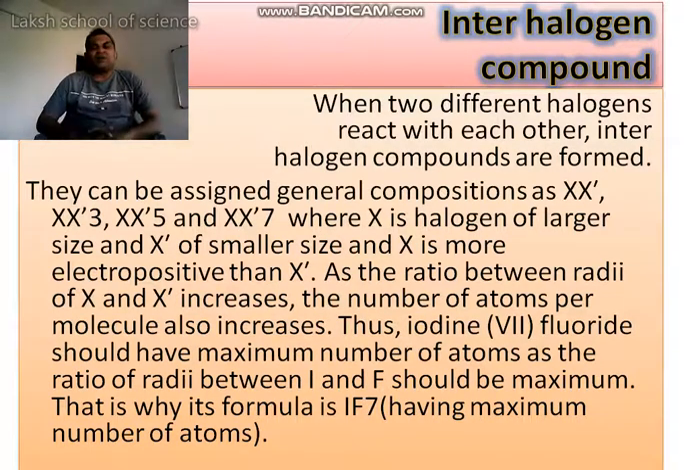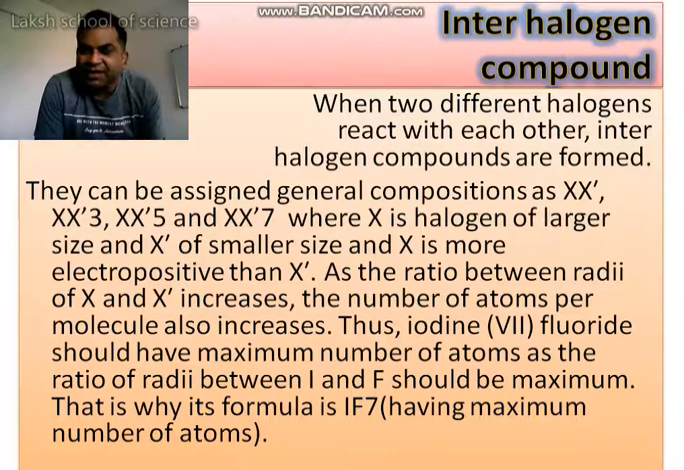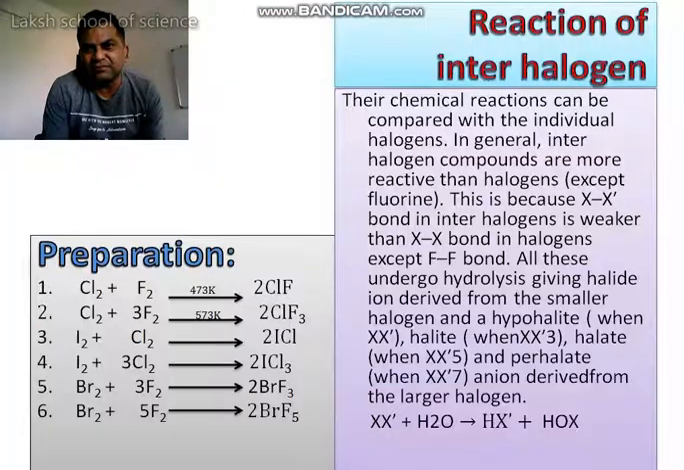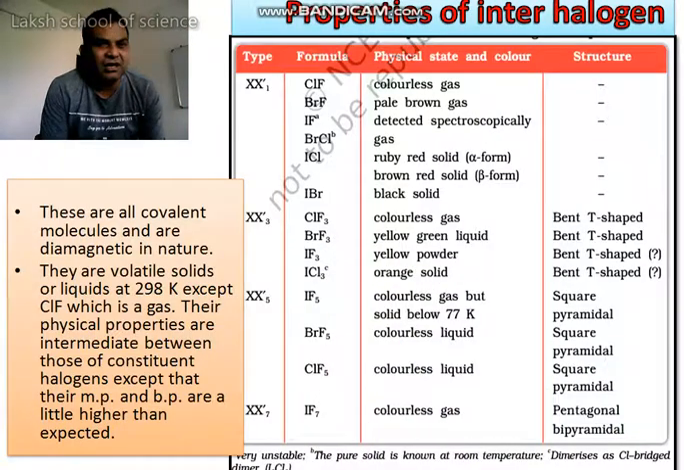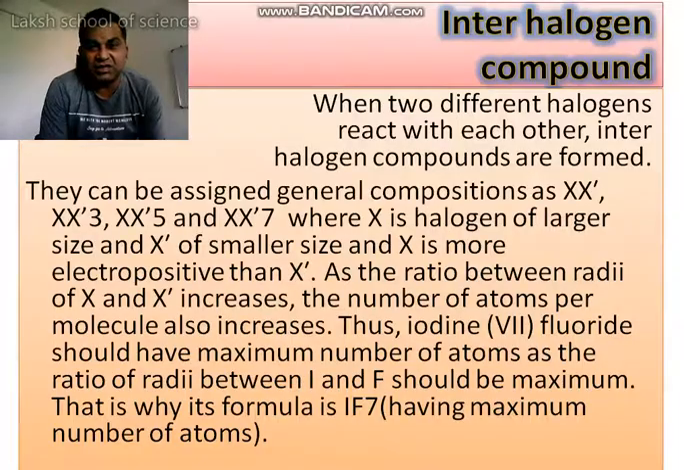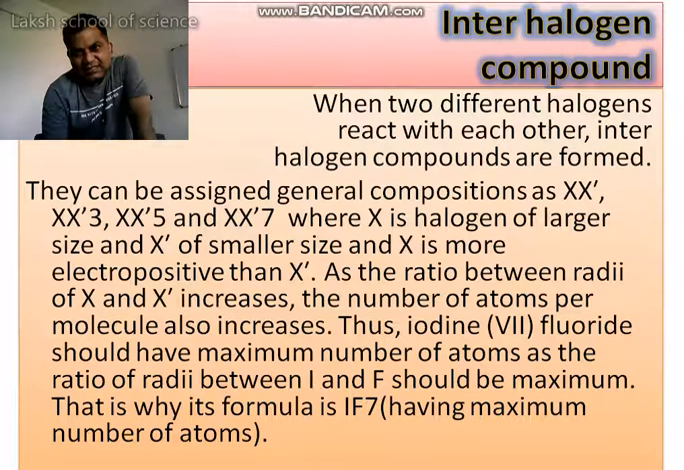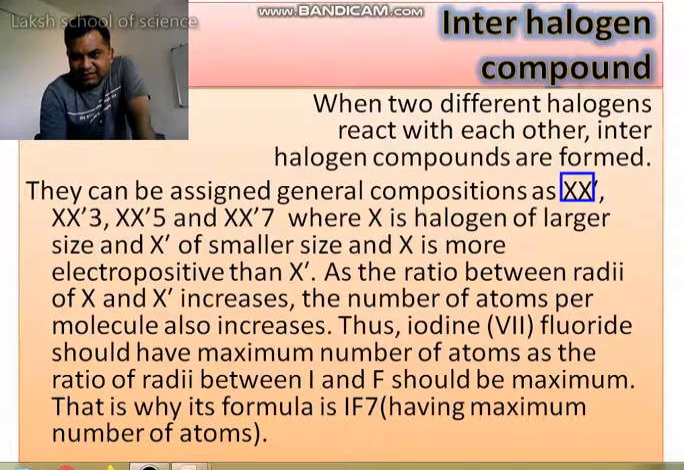Halogens can combine with themselves. Like oxygen and sulfur, both in the same group, combine to give sulfur dioxide, here also halogens can combine with each other. When halogens mix with each other, interhalogen compounds are formed. They can be assigned general compositions.